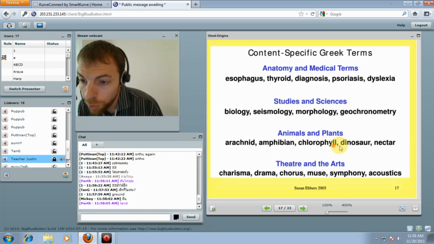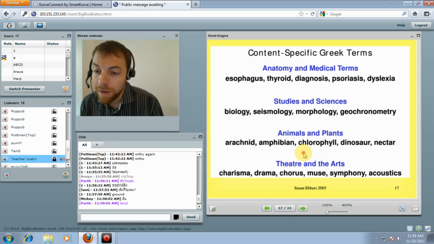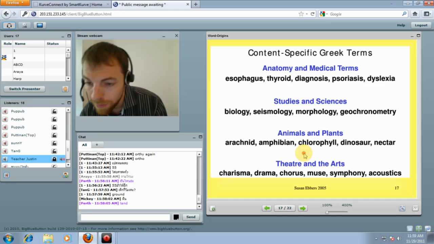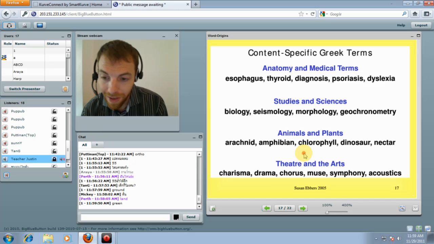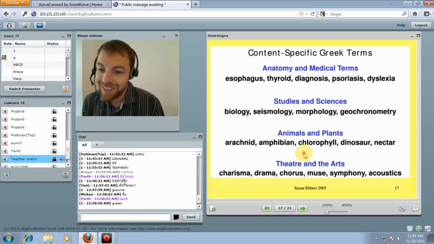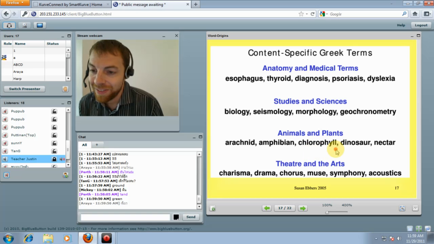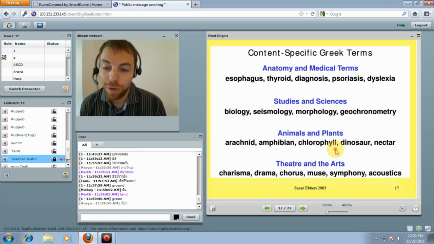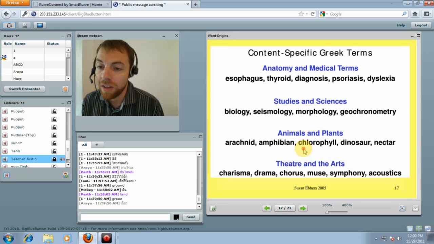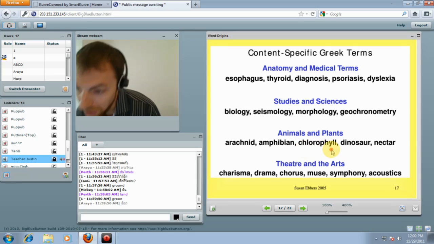Another one, chlorophyll. Green, very good. Nice. Chlorophyll is usually when we're talking about plants. Chlorophyll is something inside of all plants.